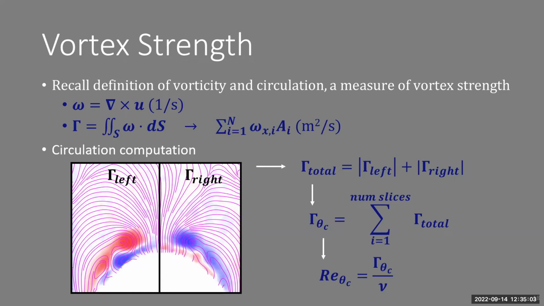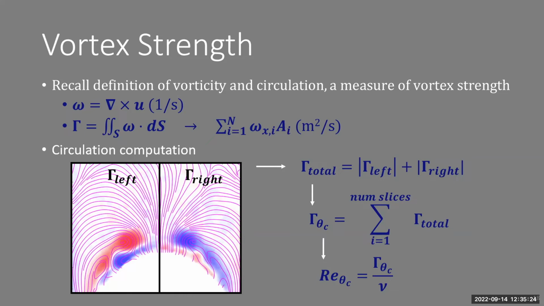And I'm doing that for both halves of these images to compare between the gamma left and gamma right to, one, show that there's actually symmetry between them in the actual quantitative values. Once I have gamma left and gamma right, I sum those to get a gamma total, which corresponds to the total vortex strength of one slice.